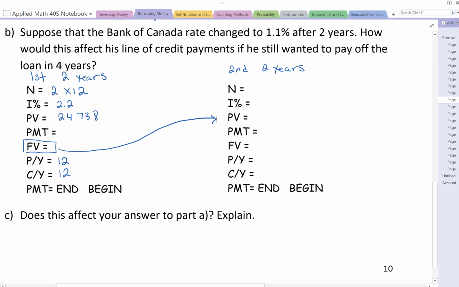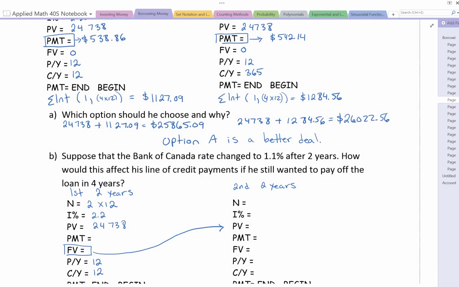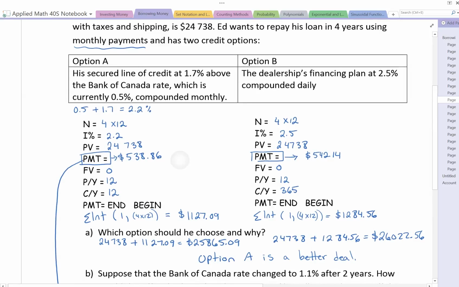Well, we figured out in this first part what PMT should be, so you're going to use this answer here. Okay, so in this place, we're going to put in negative, don't forget to put it in as a negative, $538.86. So that's what the monthly payments are going to be for the first 4 years. Because, for the first 2 years, you're doing exactly this, right? The same thing that we did up here. You didn't know that prime was going to change, and then it changes.